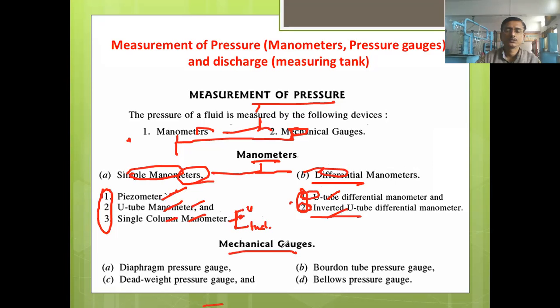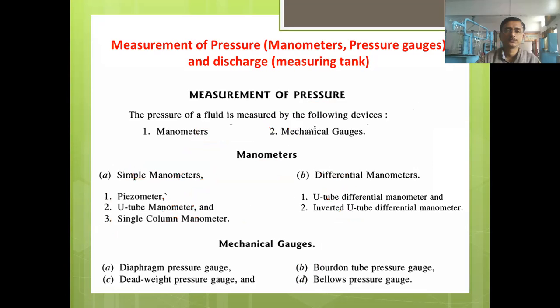Okay, and then we have studied the mechanical gauges. In that, we have seen there are different mechanical gauges like the diaphragm pressure gauge, Bourdon pressure gauge, Wallace pressure gauge, and deadweight pressure gauge. Out of that, for the Bourdon pressure gauge, we have seen how it works. That thing we have studied.